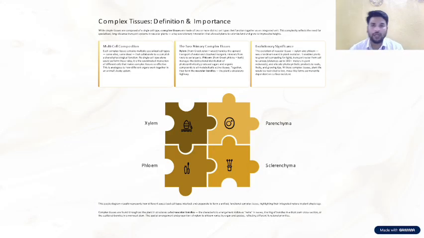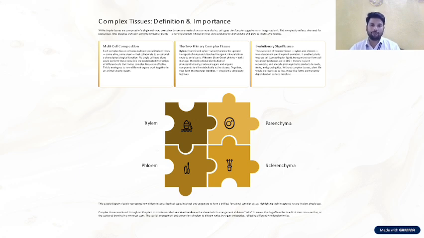Okay, the complex tissue. The second part is complex tissue. The definition and importance: a simple tissue is composed of a single type of cell, but complex tissues are made of two or more distinct types of cells that function together as an integrated unit. This reflects the need for a specialized long-distance transport system in vascular plants, a key evolutionary innovation that allowed plants to colonize land and grow to impressive heights.